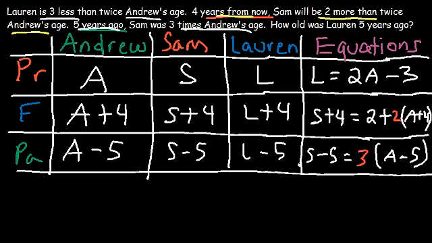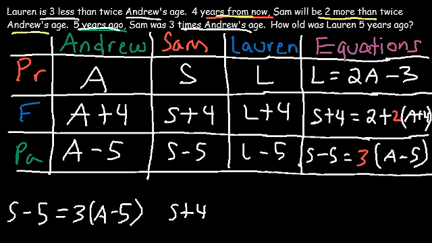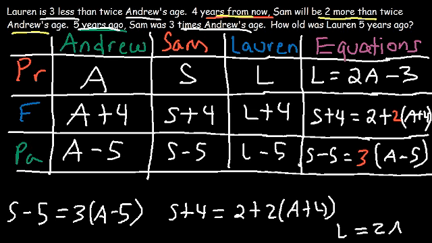So now what should we do at this point, now that we've completed the table? The purpose of the table is to get the equations that we need. So let's write down the 3 equations and then we can get rid of the table. So we know that S minus 5 is equal to 3 times A minus 5. And we also have S plus 4 is equal to 2 plus 2 times A plus 4. And also L is 2A minus 3.